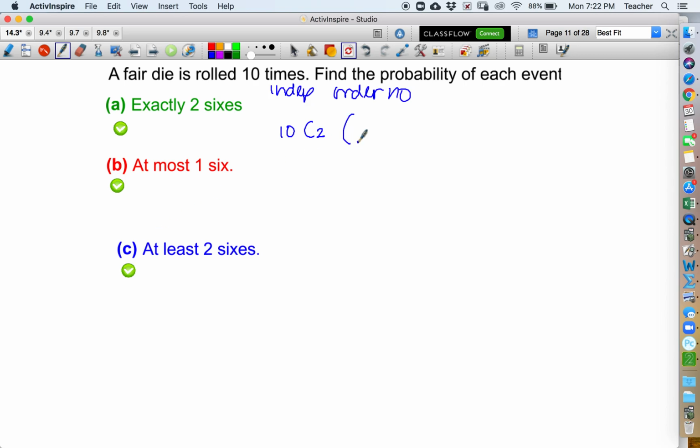The probability of getting a 6 is 1 out of 6. That's going to happen 2 times. Not a 6 is 1 minus 1/6. And that's going to happen 8 times for a total of 10.